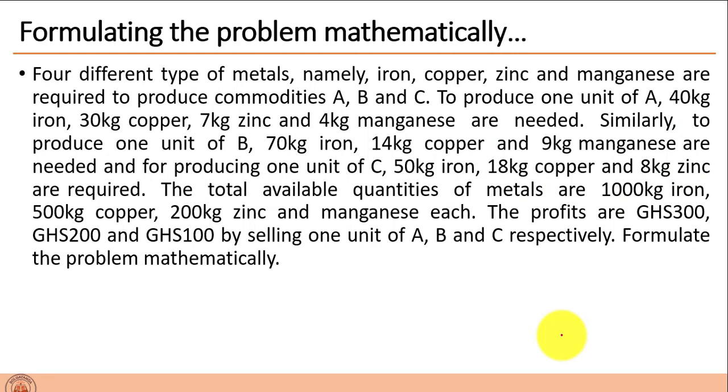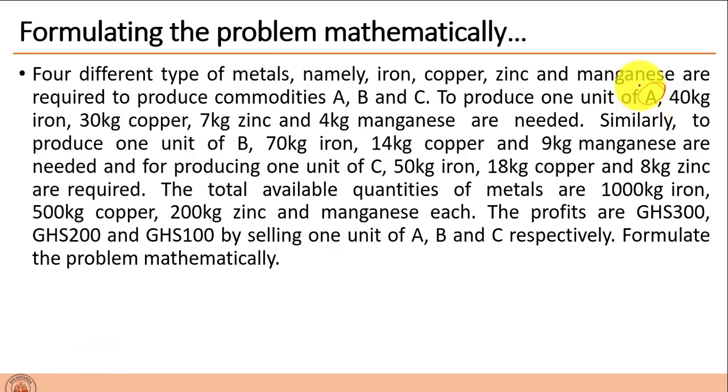Let's take an example so we can see how this is done. The best way to do this without a struggle is to draw a table and put the values inside. Let's see how we can formulate a mathematical problem from a question. Four different types of metals, namely iron, copper, zinc, and manganese, are required to produce commodities A, B, and C. To produce 1 unit of A, 40 kg of iron, 30 kg of copper, 7 kg of zinc, and 4 kg of manganese are needed.